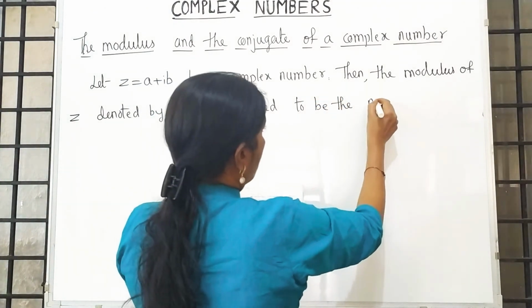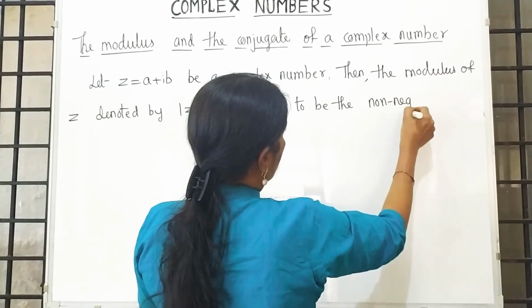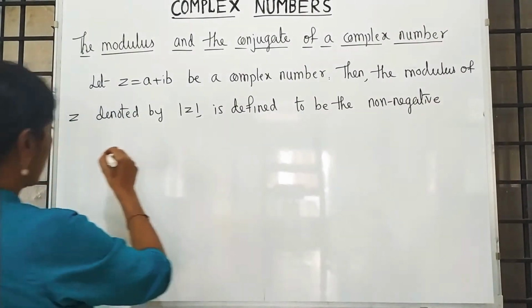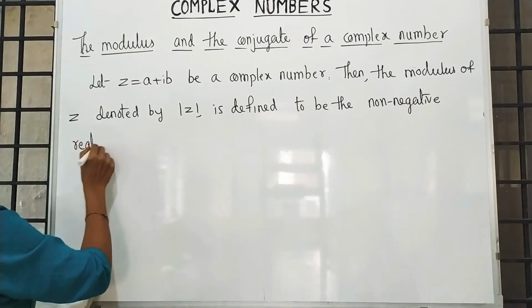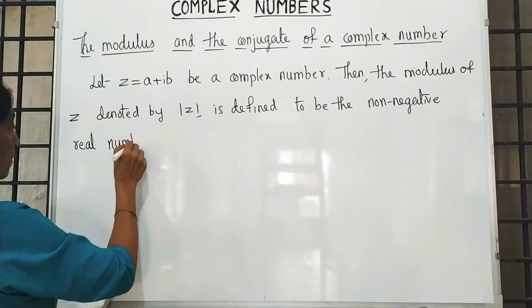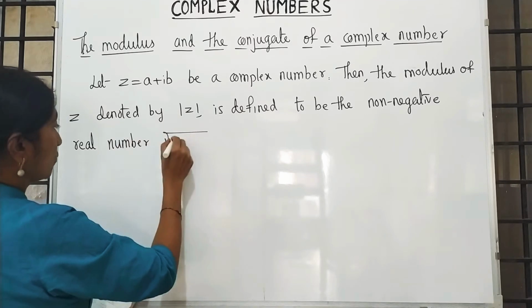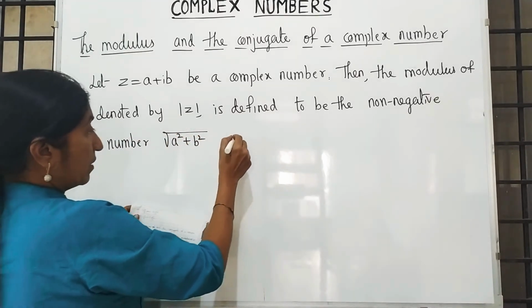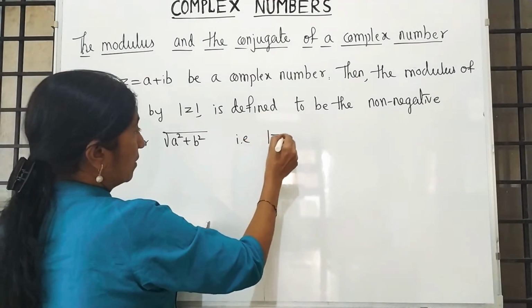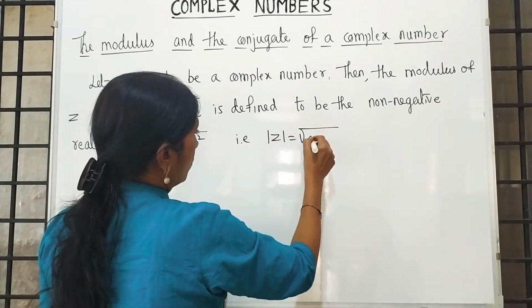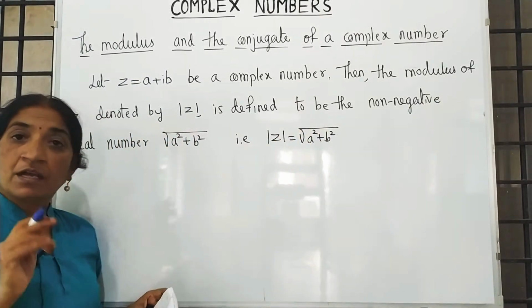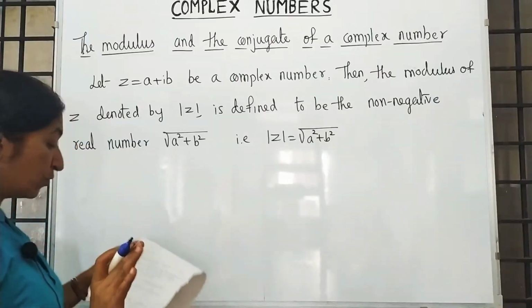the non-negative real number root of a square plus b square. That is, mod z is equal to root of a square plus b square. I will explain each and every concept, don't worry about that.